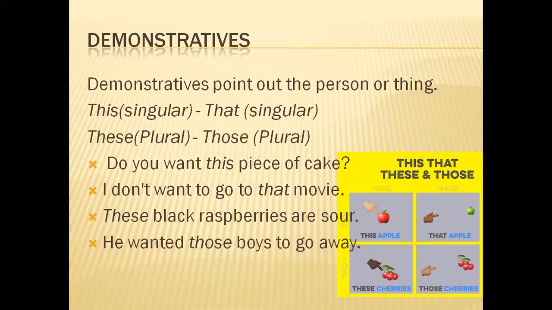For example, do you want this piece of cake? I don't want to go to that movie. These black raspberries are sour. He wanted those boys to go away. This and these refer to items nearby. That and those refer to items which are far. This and that are singular, while these and those are plural.